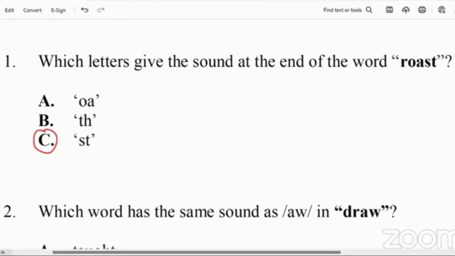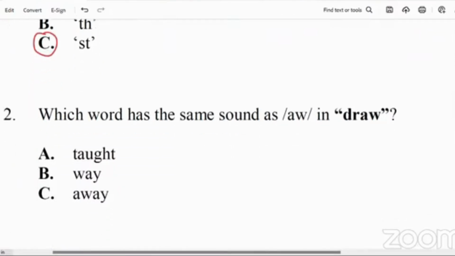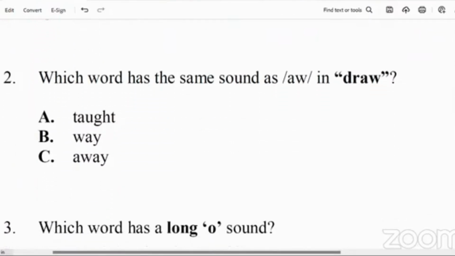Question 2, which word has the same sound as A in draw? Is it A, taught, B, way, or C, away? The word that has the same sound as A would be taught. AU says A, just like AW also says A. The answer is A.